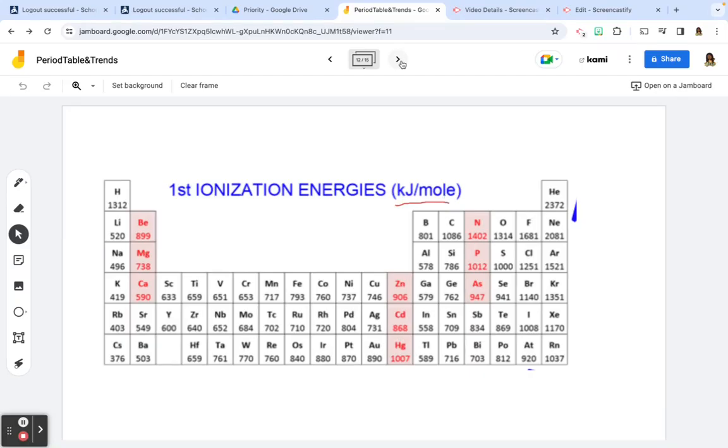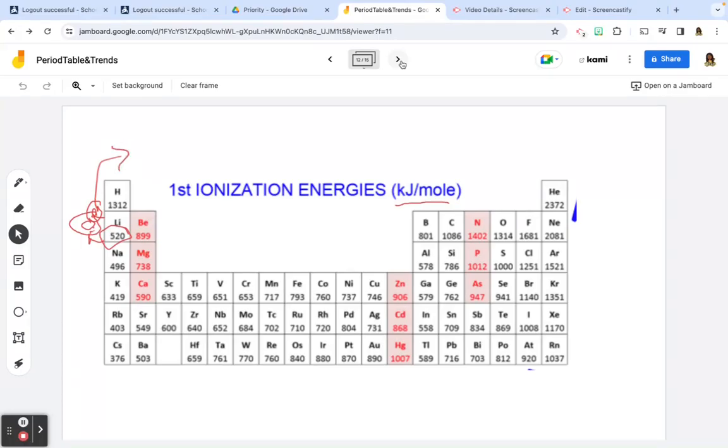So lithium, for instance, I keep picking on lithium, has an ionization energy of 520 kilojoules. And that's because lithium's valence electron is in the second energy level. So it would take 520 kilojoules to knock that one valence electron out.